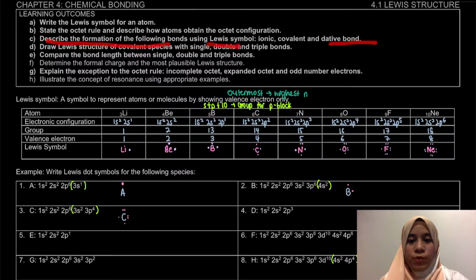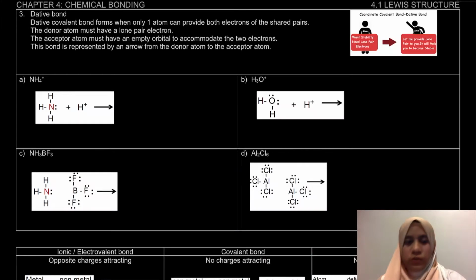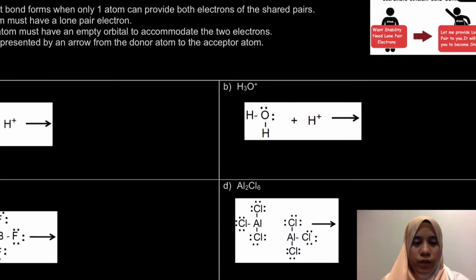In this video, what we're going to learn is how to describe the formation of a dative bond using Lewis symbols. We have looked at the ionic and covalent bond. The last part is the formation of the dative bond. In your notes it will be on page 4. So what is a dative bond, or dative covalent bond?